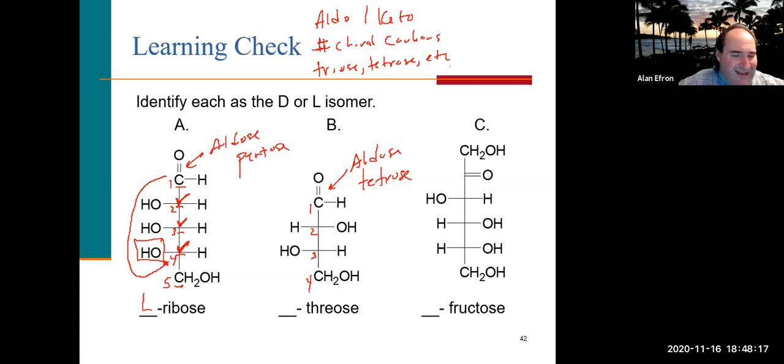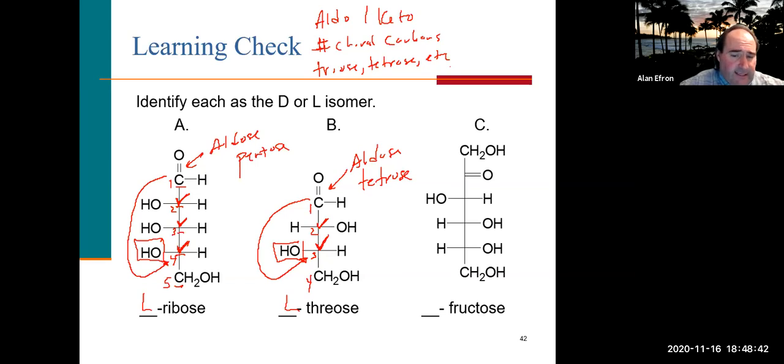Again, carbon 1 is not going to be chiral. Carbon 2 will be chiral. It does have 4 different groups. Carbon 3 as well. Carbon 4 not. So same idea, we're going from that carbon-oxygen double bond to the last chiral carbon down the road, and our OH group here is on the left. So this one would also be L.